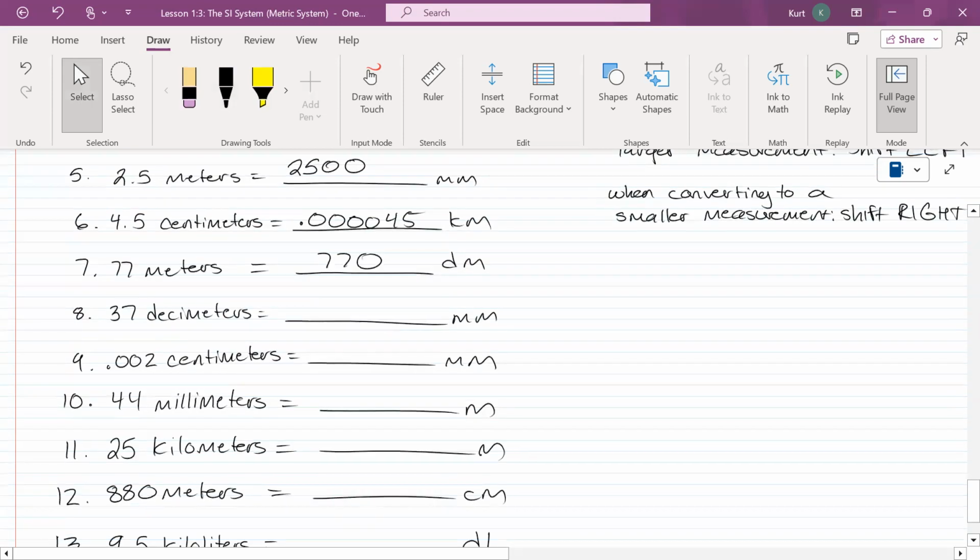Next is decimeters to millimeters. Here's where I want to try to change your thinking up. A decimeter is 1/10 of a meter. A millimeter is 1,000. How many zeros are there in 10? How many zeros are there in 1,000? What's the difference between 1 and 3? 2. So you shift the decimal 2. And you're going smaller, so 2 to the right. So it should be 3,700.